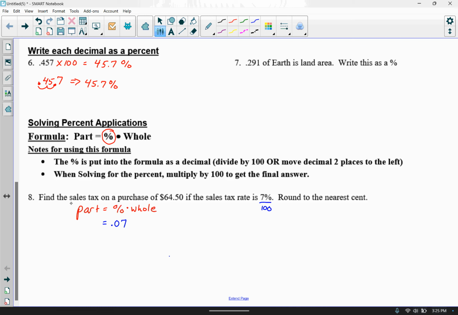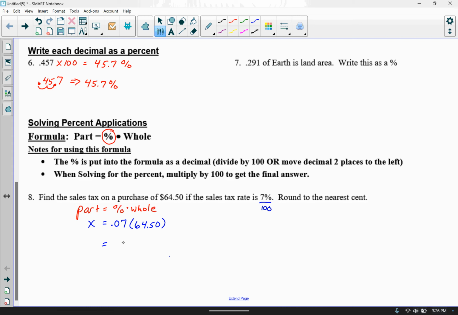Now, you're trying to find your sales tax. Think about that. Is that part of your bill or your whole bill? Hopefully you would agree that's your part, so that's where our X is going to be, and your whole bill was $64.50. So I'm going to put the $64.50 there. That tells me X is going to be equal to 0.07 times 64.50.